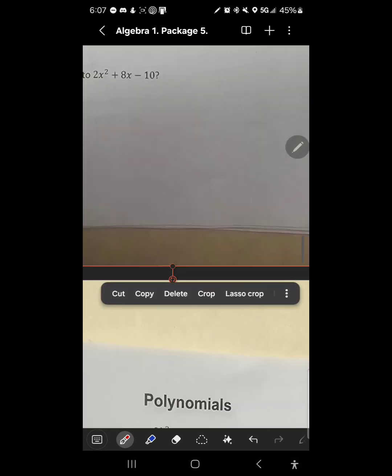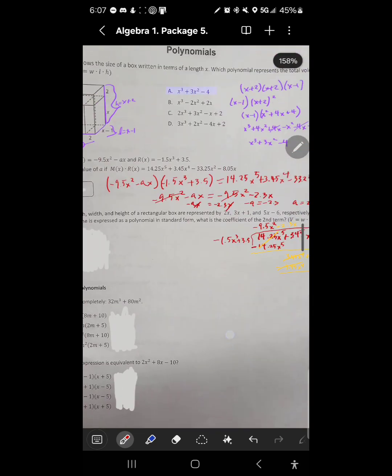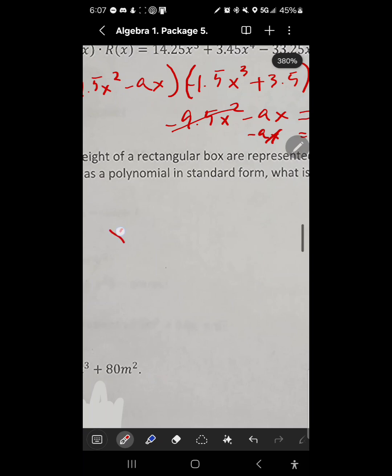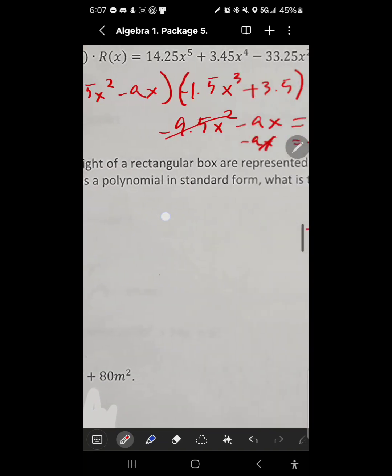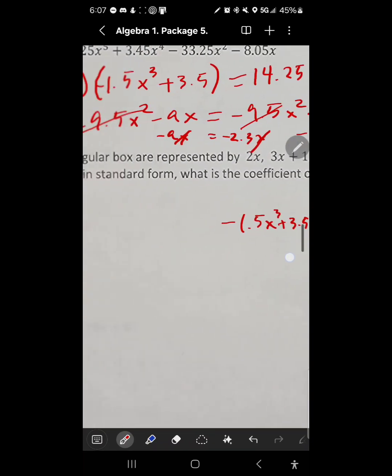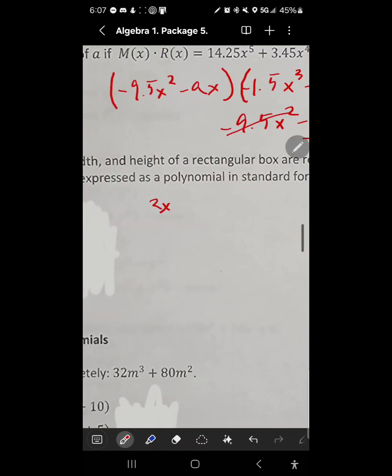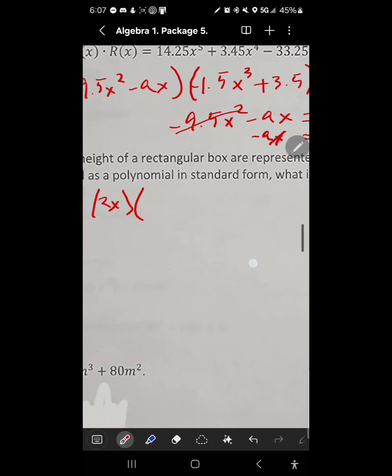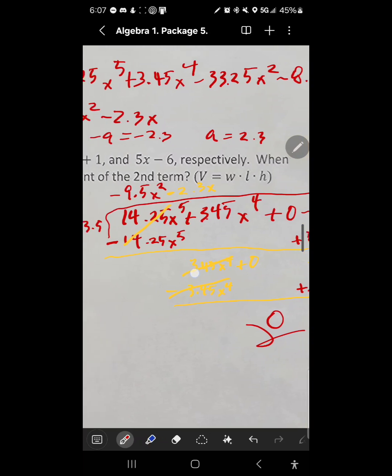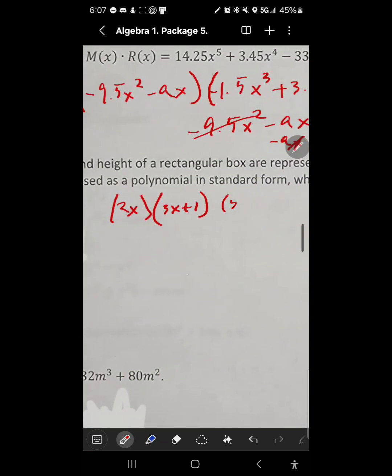Okay, standard form just means that it's going from the x to the 5, plus x to the 4, plus x to the 3. You know, it's going in order from the greater to the lesser power of x. So let's calculate the volume. We just multiply the 3. So 2x times 3x plus 1 times 5x minus 6.